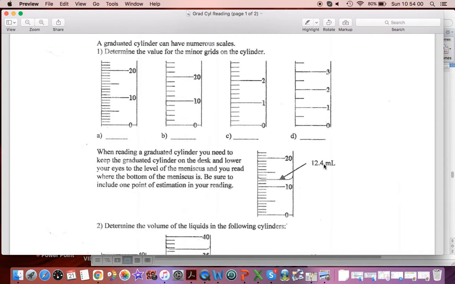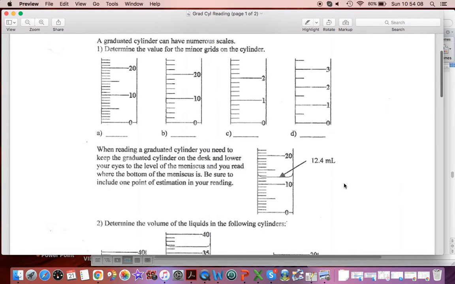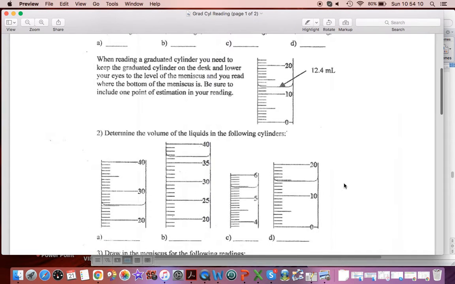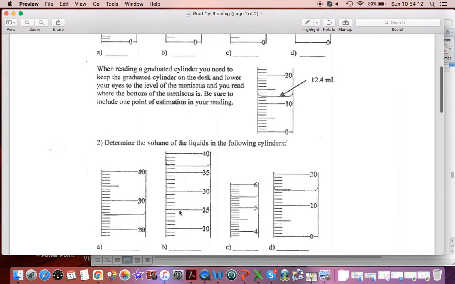What this is saying is we estimate the last digit of any measurement. If we're doing it properly, we're estimating. And that means there's a little bit of latitude. We're going to try some here. Right now, we can see there's 20, there's 25 and 30. We know we're between 25 and 26. So I could write down 25.1 milliliters, or I might write down 25.2 milliliters. Either of those is acceptable.